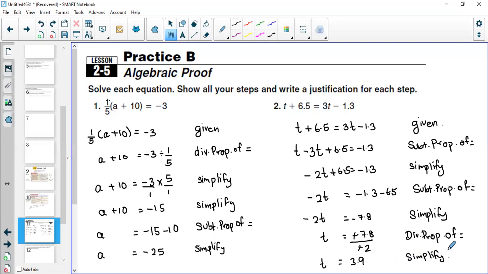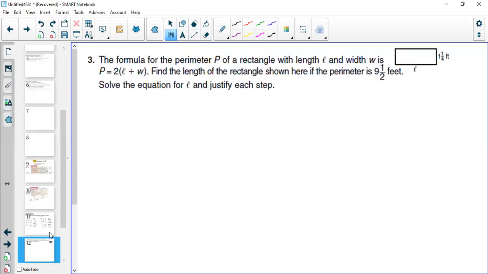That's all. So what you do, you write. That's called justification. That's all. That's nothing difficult. If you're subtracting something, you say it's subtraction property of equality. If you're dividing something, you say it's division property of equality. If you're solving something, you say it's simplify. It's as simple as that, how to write justification steps. We have already done this, only we have not given the reason why we did it. That's all. Okay, let's move to the next question.